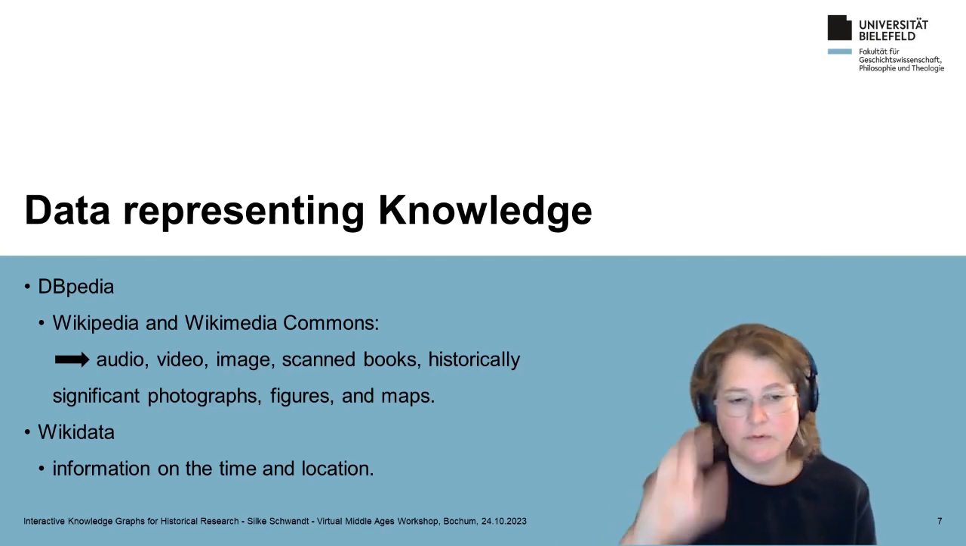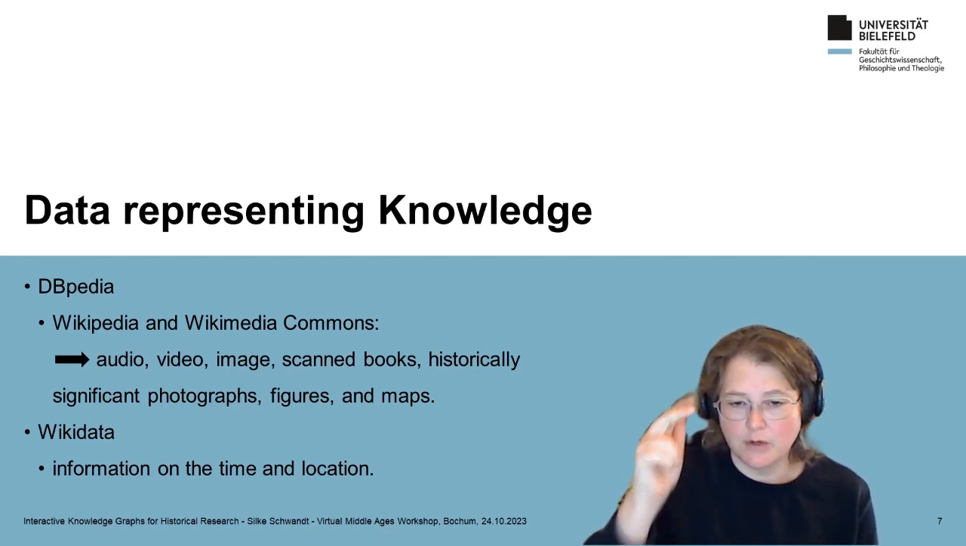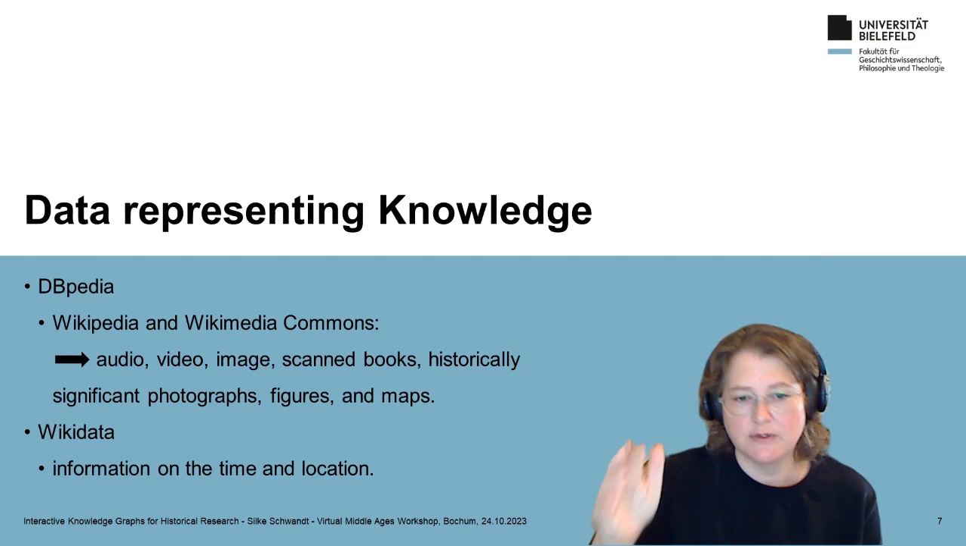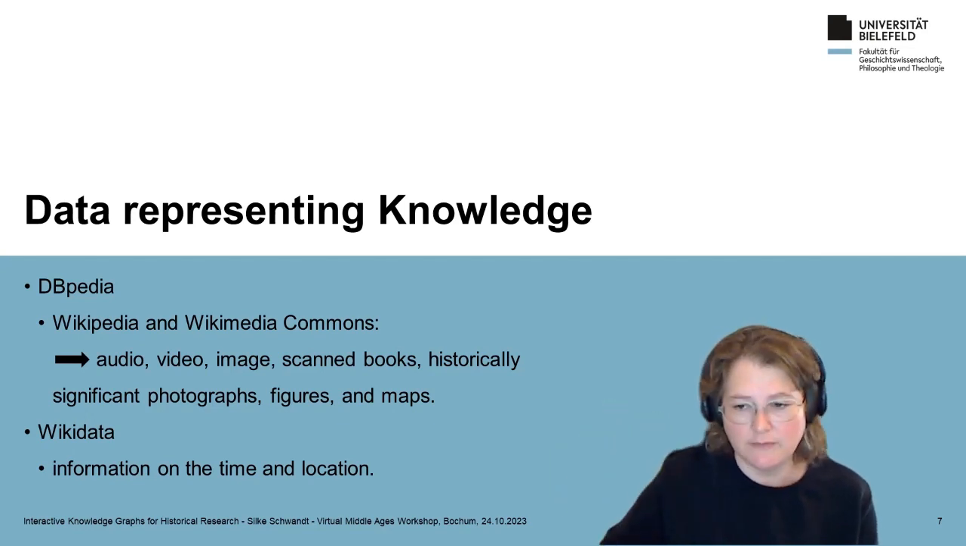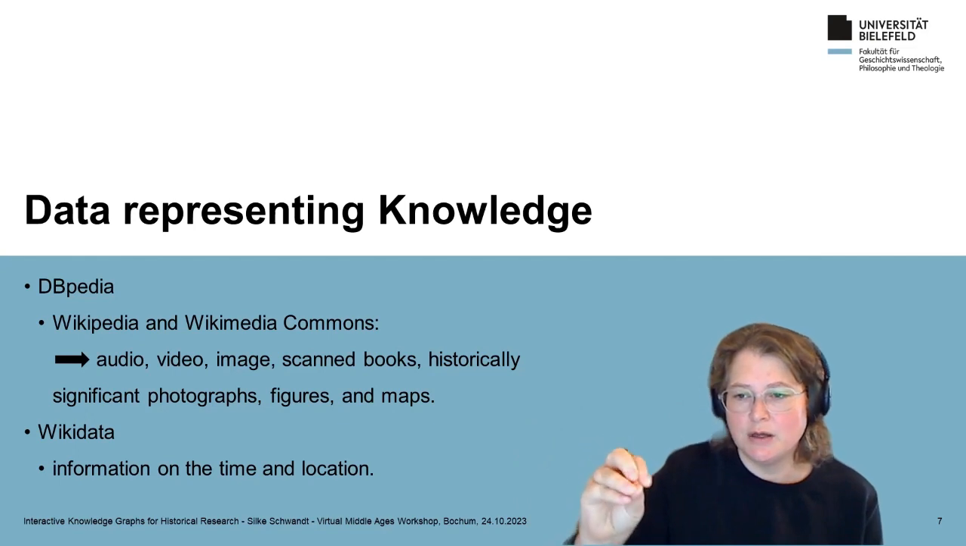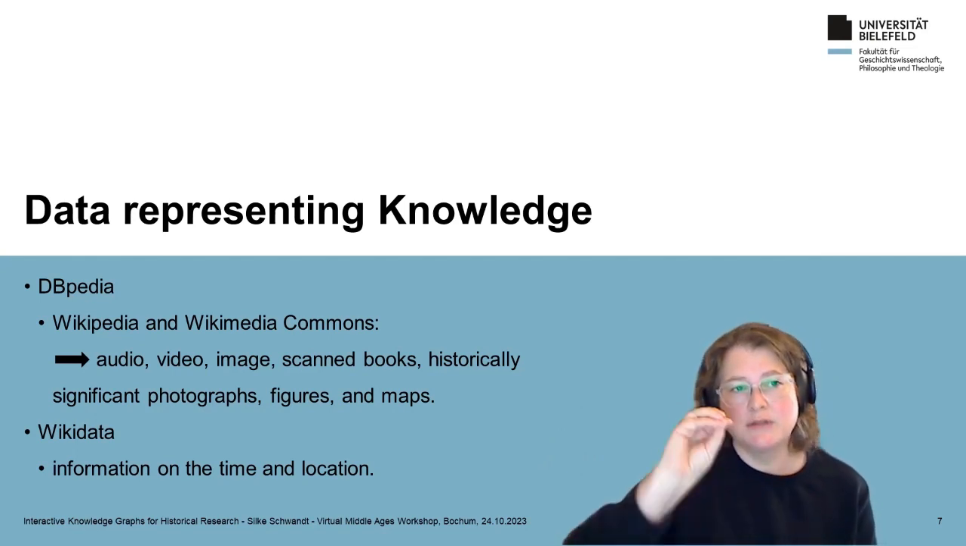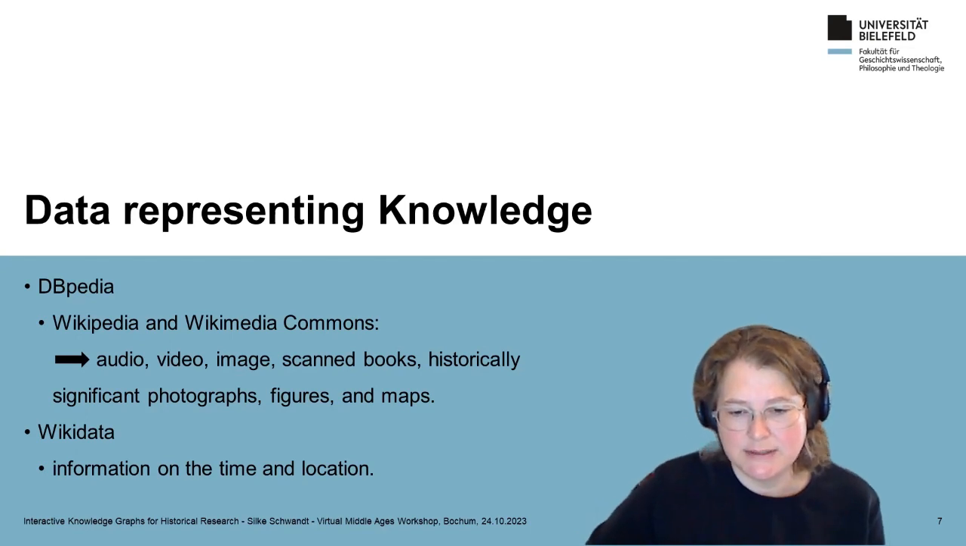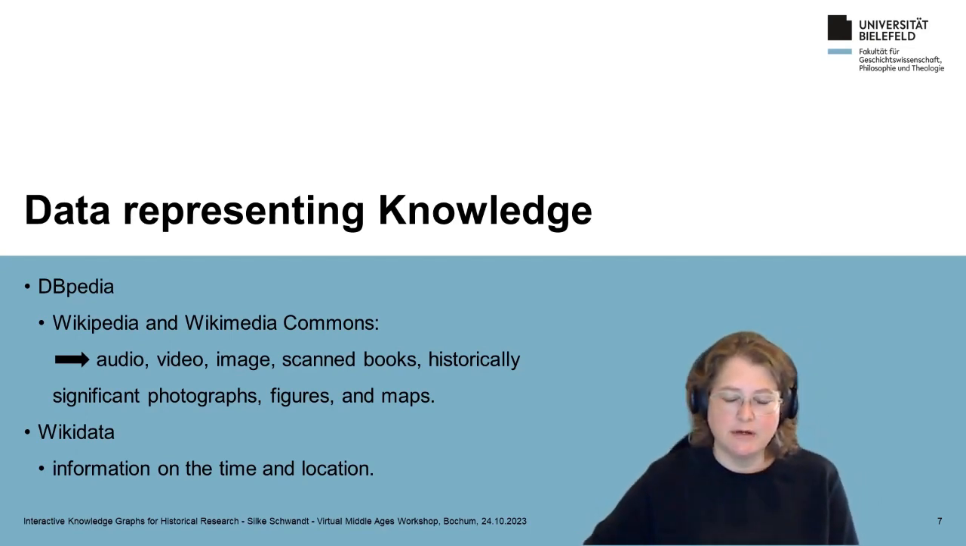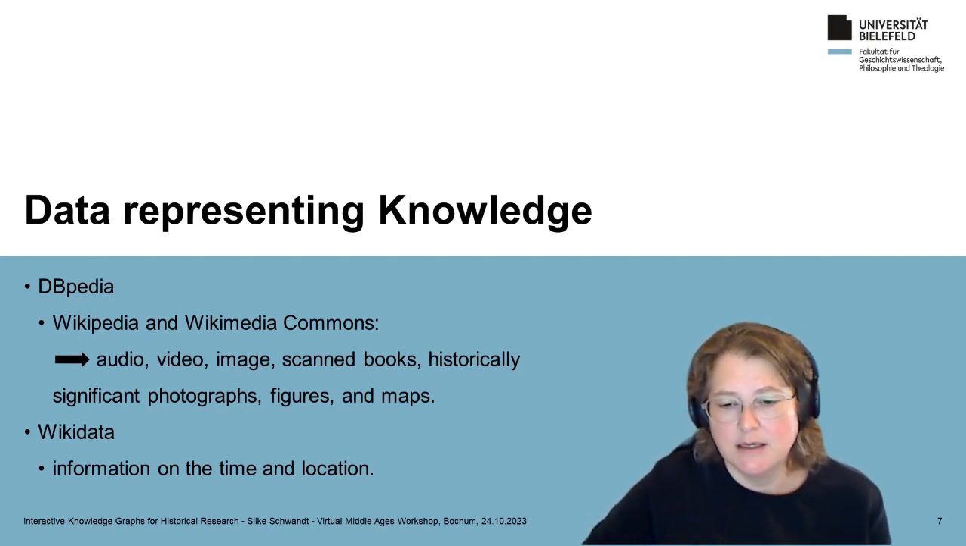We've got lots of information. We've got audio, video, we've got images, scanned books, historically significant photographs, figures, and maps. That is all in Wikipedia. And then we decided to use an ontology, so a system of organizing that kind of information that is as general as possible, to not give too much of our own perspective into the data set, which of course it is never possible to really have as an objective setting.